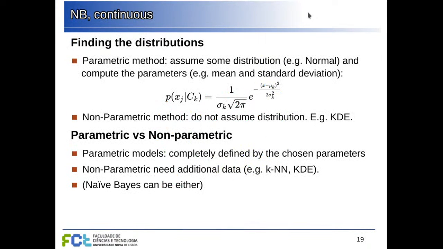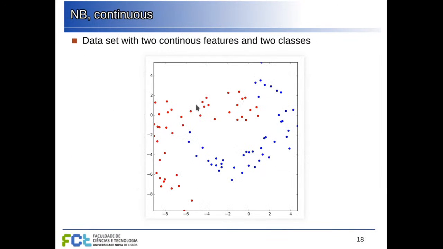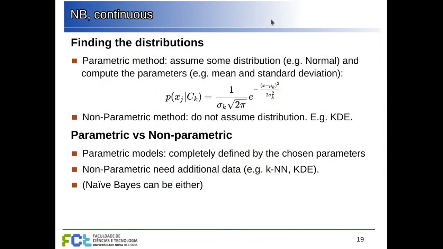Now, one way of doing this, we need to know the probability distributions of each feature for each class. So we want to know how, for example, the vertical values are distributed in the red points. We have more of them over here and then fewer of them over here. We want to do the same thing for the blue points, and we want to do the same thing for vertical and horizontal.